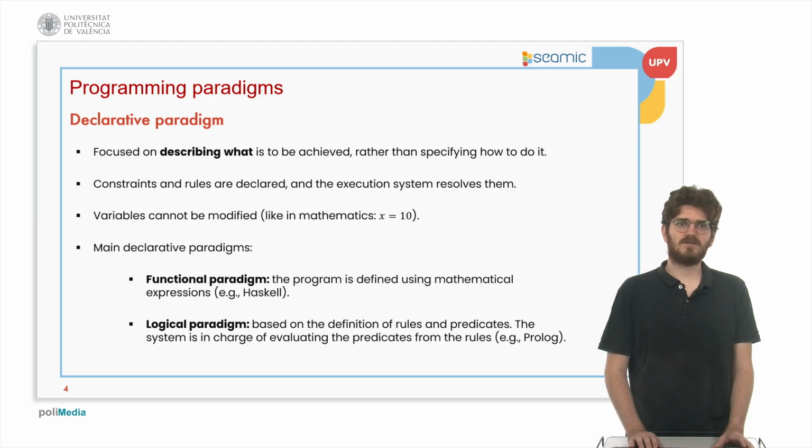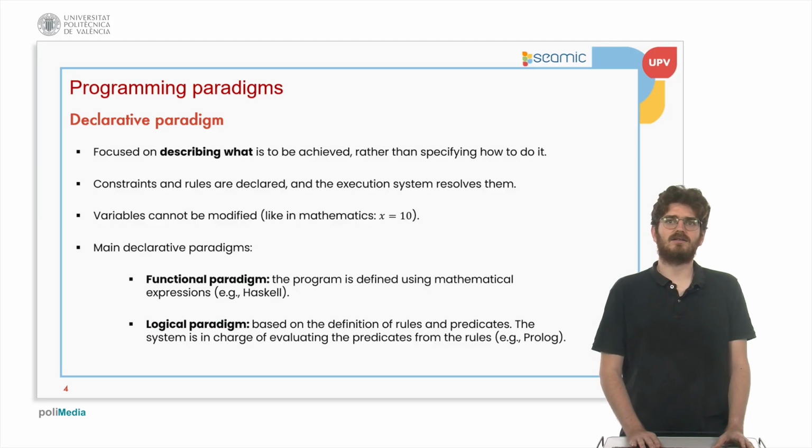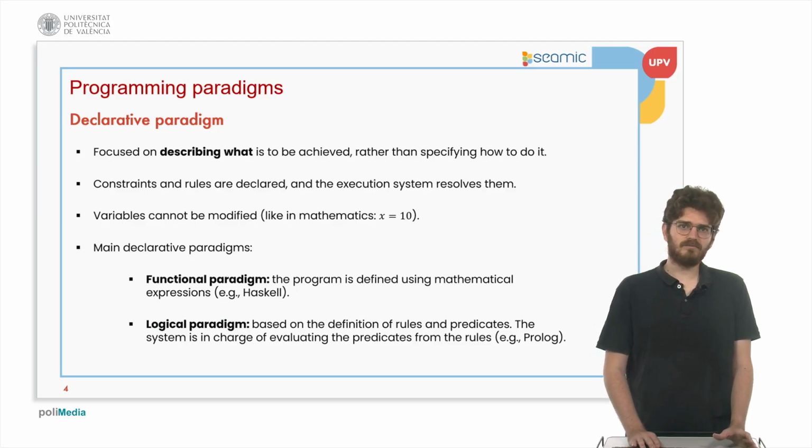Its main paradigms would be the functional paradigm, which uses mostly mathematical expressions and tries to solve the equations generated by them. An example would be the Haskell programming language. And the other main sub-paradigm would be the logical paradigm, which is based on the definition of logical rules and predicates that these rules must follow. And then we have a logical system in charge of evaluating whether something is true or not based on the rules and logic reasoning. Its main example would be the Prolog programming language.